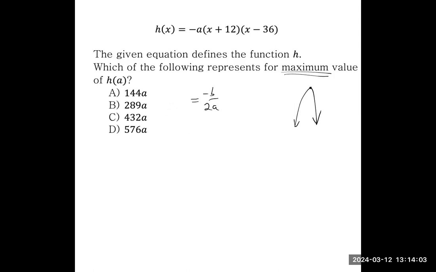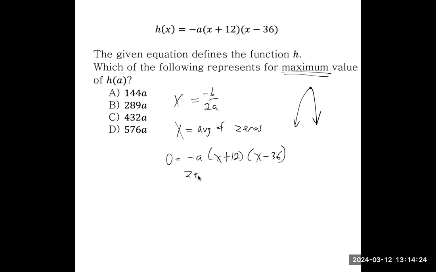But here it's not convenient to do that because it's not in an ABC's format yet. So it's also the average of the zeros. And the zeros are the x-intercepts. So they're what you get when y equals 0. So we'll set y equal to 0 like this.